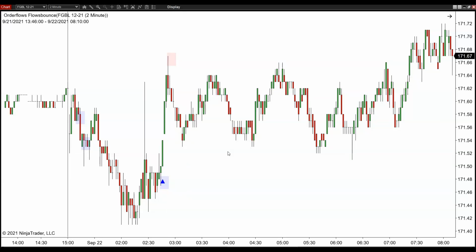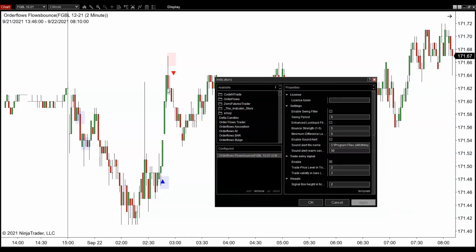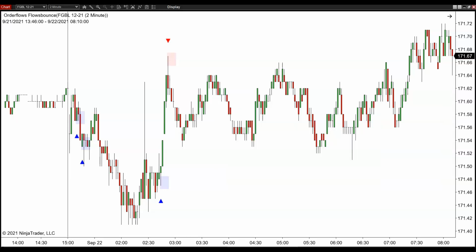If I were to change the trade validity bars from 2 to 3, now you're seeing it there, right? Or if I disable it, it will give me the signal right on the signal bar. All right, so I don't know if that helps you.